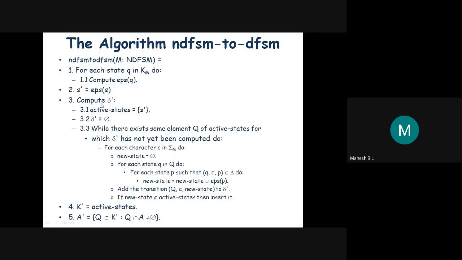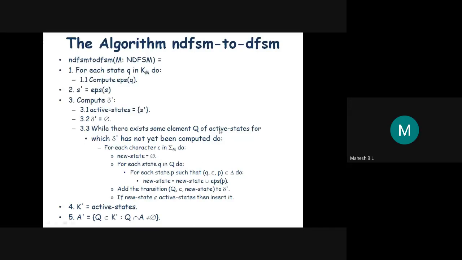Compute delta dash. So active states is equal to S dash. Initially, you have only S dash as the active state. Only S dash is a part of the set of active states. Then delta dash is ∅, because initially you have only the starting state S dash, you have not defined any transition. That's why delta dash, which is the transition function for the DFSM, is empty.